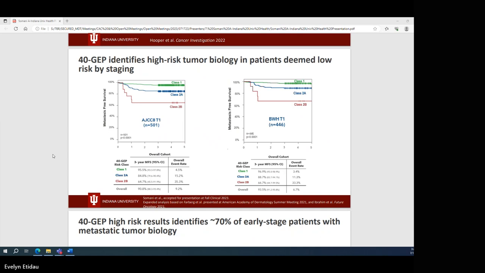So I want to conclude with one last clinical challenge that most surgeons face, in another area where the validity and utility of the 40 GEP test stands out in my practice. Most surgeons like myself worry that we're missing patients with low stage disease who actually have a significant risk of metastases. Anywhere from 30 to 50% of the eventual metastatic events will come from patients who we initially stage as low risk. I've been involved with this research, and we have found that the 40 GEP was able to significantly risk stratify patients with low stage tumors, and importantly, identify subsets within this cohort that carry significant risk of metastases. Next slide, please.